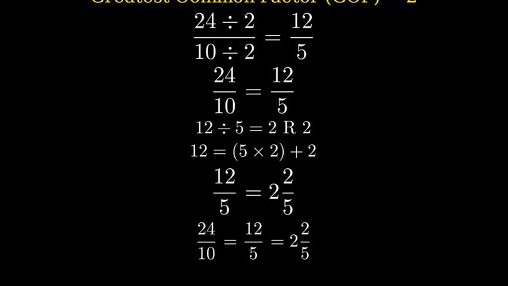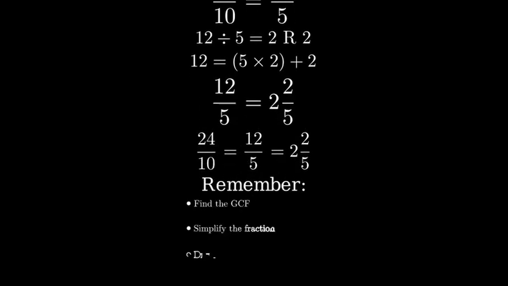Let's verify our steps. We first simplified 24 tenths to 12 fifths by dividing both numbers by their greatest common factor of 2. Then we converted 12 fifths to a mixed number by dividing 12 by 5, getting 2 whole numbers with a remainder of 2, giving us 2 and 2 fifths. And that's how we simplify a fraction and convert it to a mixed number.